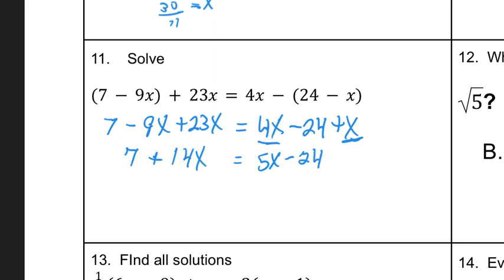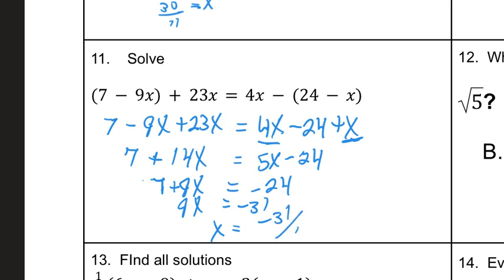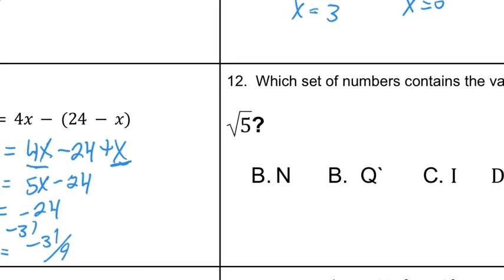Let's get rid of the smallest x's. Get rid of the smallest x's, they're gone. 9x equals negative 24, and we got a minus off that 7. So that's negative 31. We're going to have another fraction on this one. Negative 31, divided by 9. So they don't all come out nice, easy numbers.